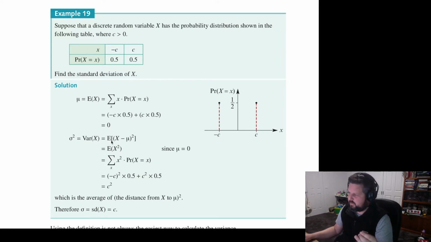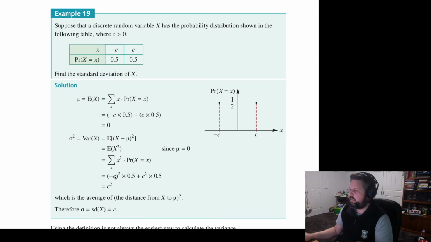So expected value of x squared, like we were doing in previous calculations, you square this value and then you multiply by its probability. So negative c, and make sure you put it in brackets as well, negative c squared multiplied by 0.5 plus positive c squared multiplied by 0.5, add them together. Again, note here where you've got negative c squared, when you square it, it becomes positive c squared.